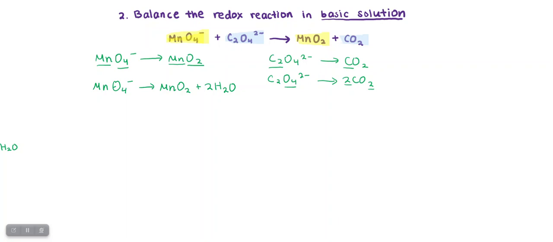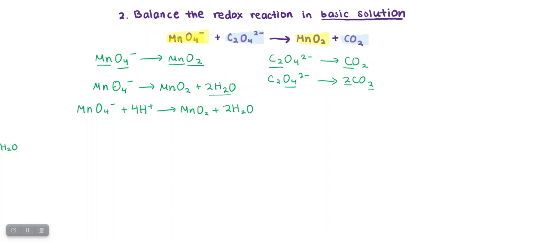Next step is to add H+ ions to balance the hydrogen out. So I have 4 hydrogens here and none on the left. So I need to add 4H+ to balance out the hydrogens. On the other reaction, we don't have any hydrogen, so we'll skip that step.